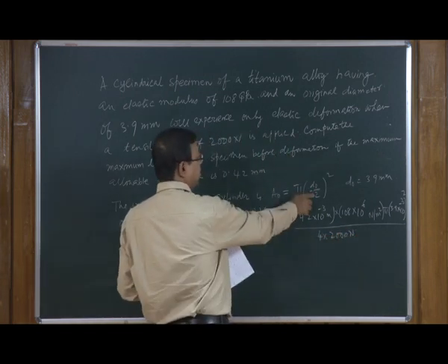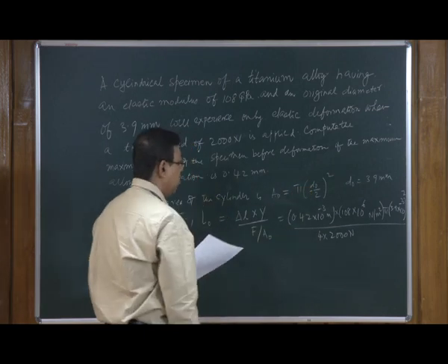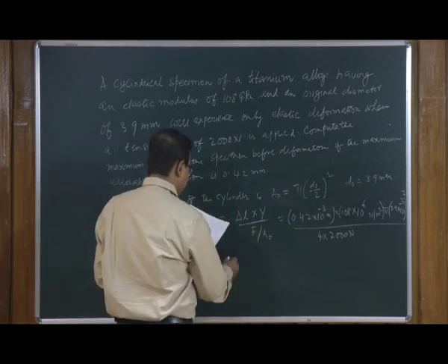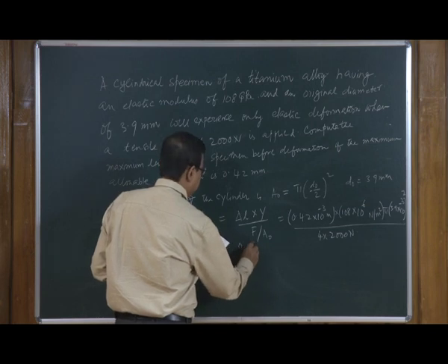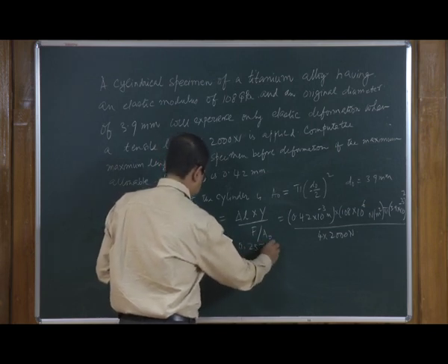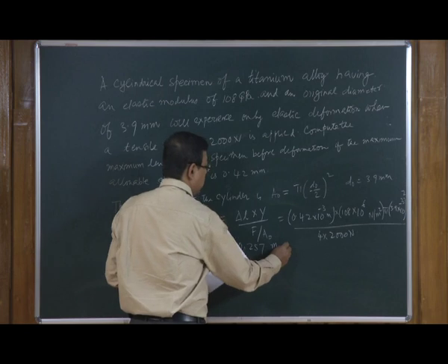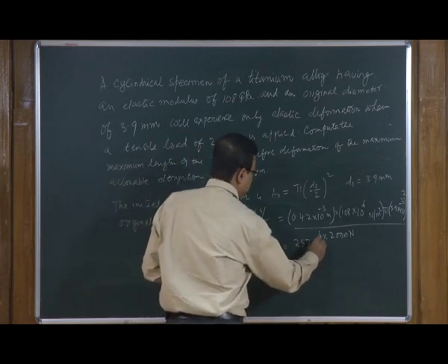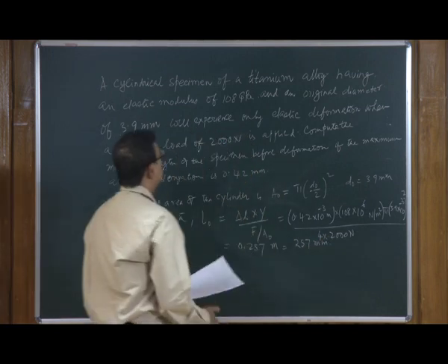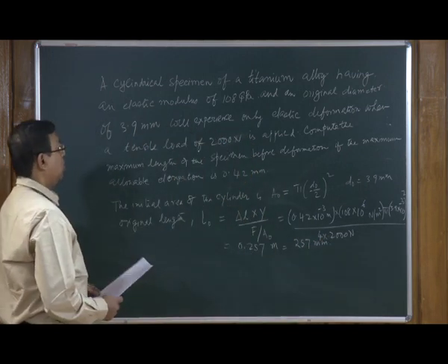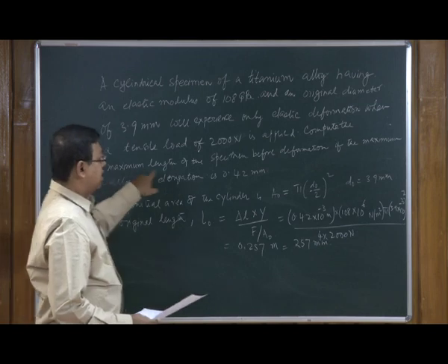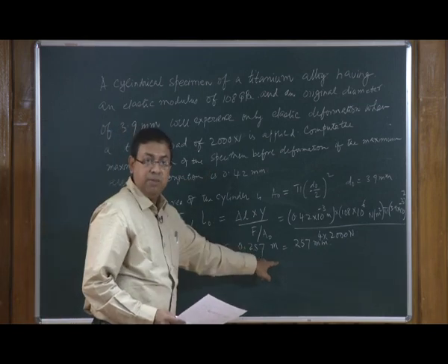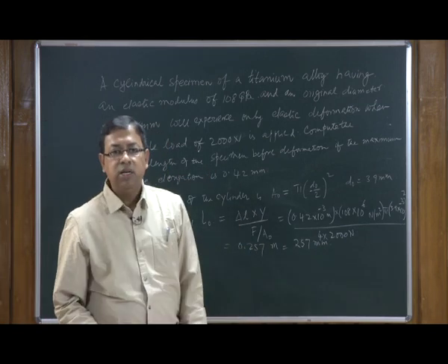So, this 4 is coming because there is a d0 square by 4, and if you calculate that, this becomes 0.257 meters, which is equal to 257 millimeter. So, this is the maximum length of the specimen before it starts deforming.